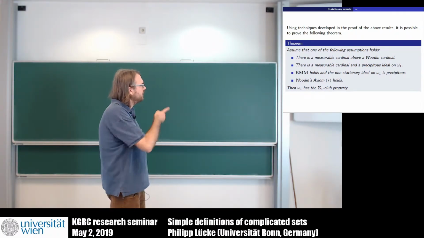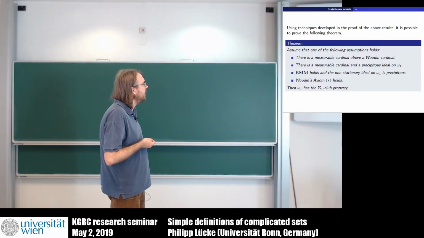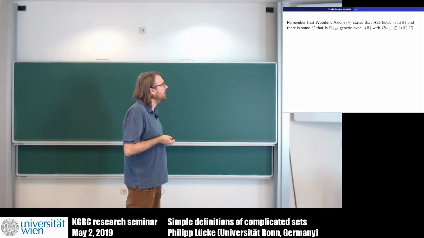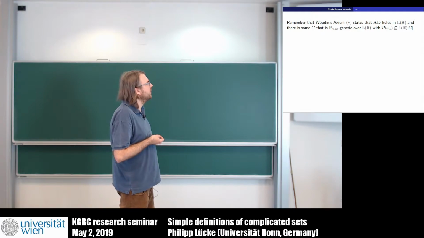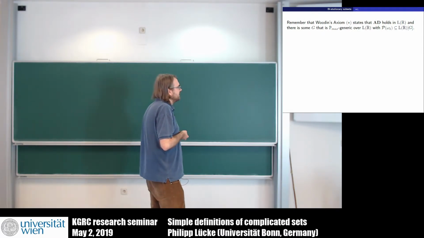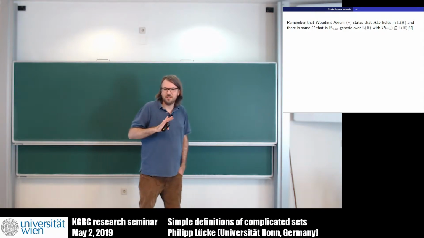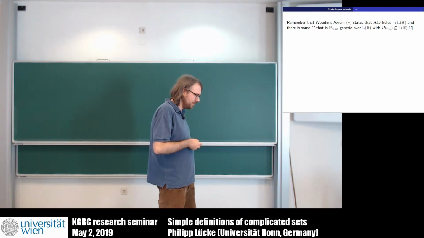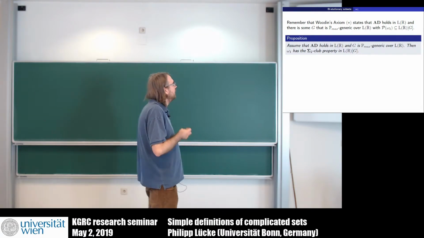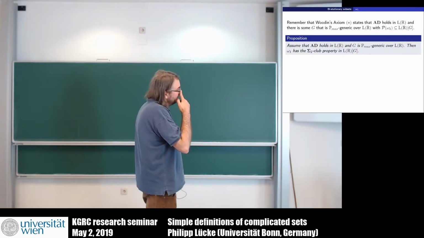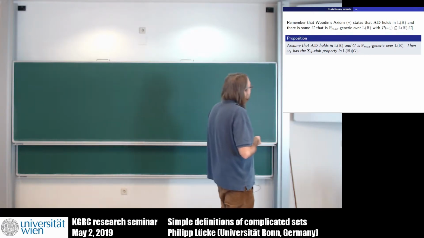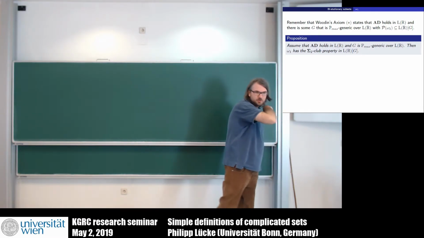So I will start with the argument for the axiom star. Just as a reminder, star states that AD holds in L of R, and the power set of omega 1 is contained in the P-max generic extension of L of R. It's not necessary to know what this is. All you need to know is that it's some forcing you can define in L of R, and it's sigma closed and homogeneous. This is all you need to know. And then it's not too hard to show that if we are in such a P-max generic extension, then we have this club property for all n's, so we have it for sigma 2.